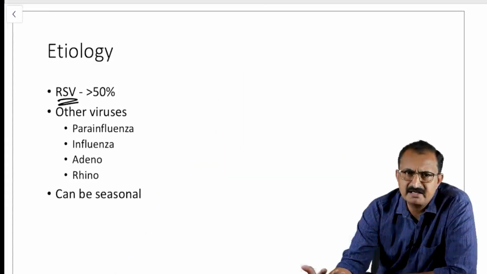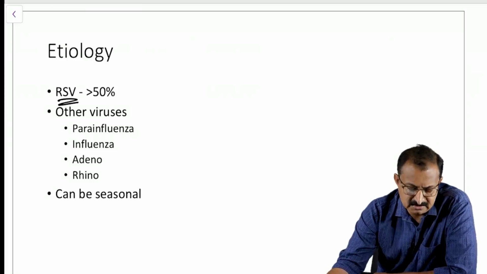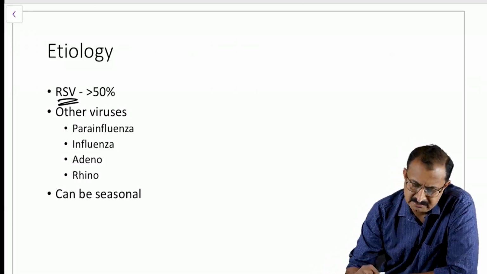As already mentioned, respiratory syncytial virus is the commonest cause of acute bronchiolitis. More than 50% of cases are due to RSV, and in our area it usually peaks in certain months like August and September. We see a lot of infants getting admitted in various hospitals in August and September, most probably due to RSV infection. Other viruses like parainfluenza, influenza, adenovirus, rhinovirus, all these can cause acute bronchiolitis.